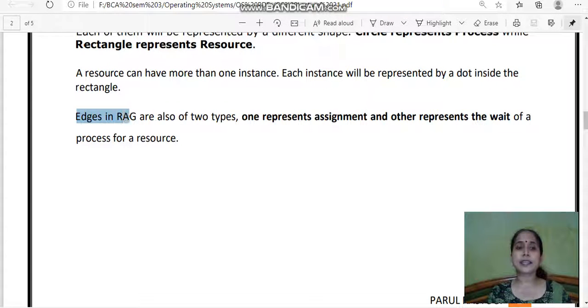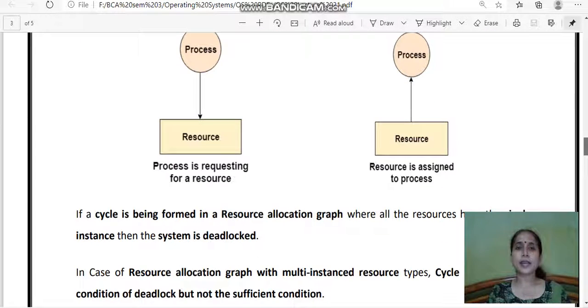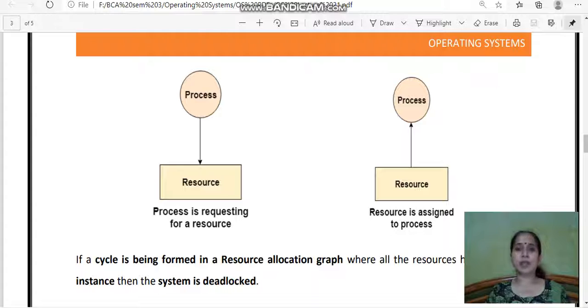Edges in the RAG, that is a short form for resource allocation graph, are also of two types. One represents assignment and the other represents the request or wait of a process for a resource. Okay, so this is a symbol. In this example diagram you can see one edge where the arrow is coming from the process to the resource, and one edge where the arrow is going from the resource to the process.